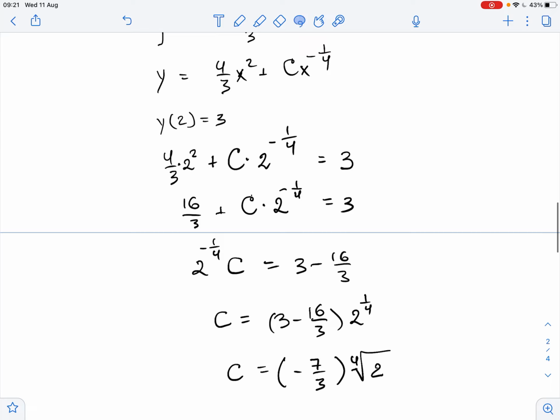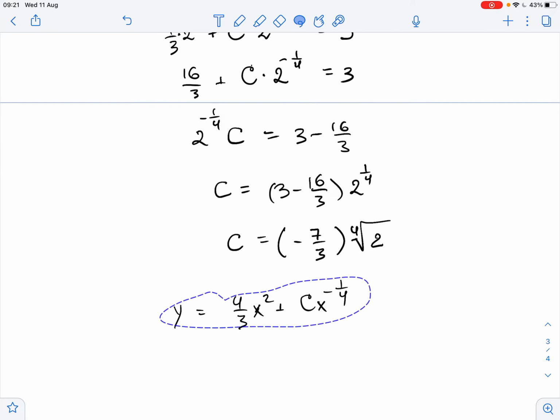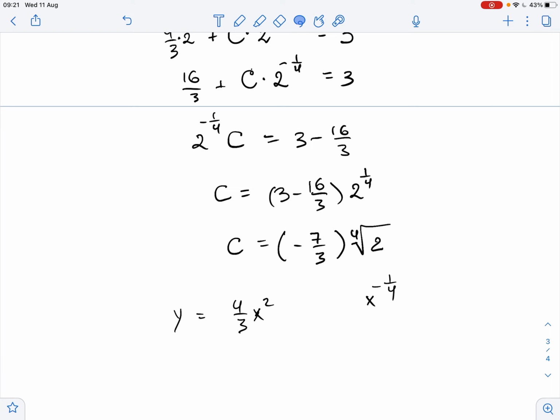And then our solution becomes 4/3 times x squared minus 7/3 times the fourth root of 2 times x to the power of negative 1/4. This is the required solution.